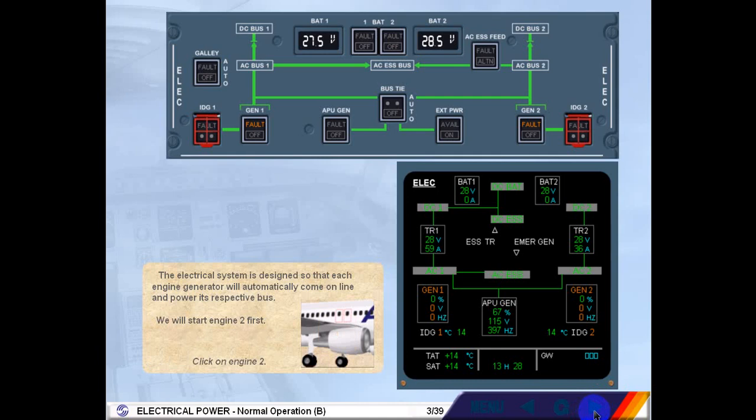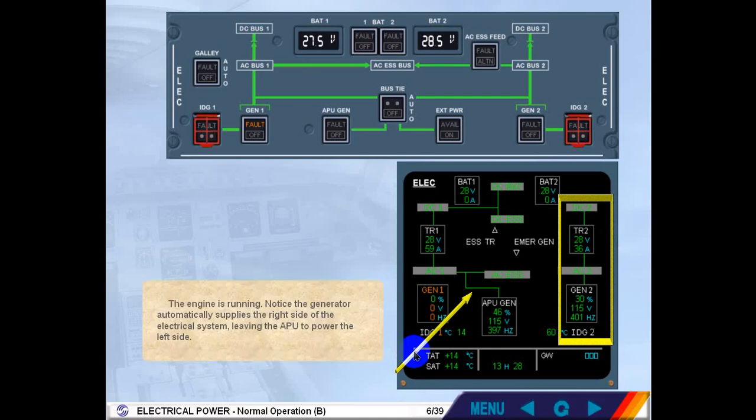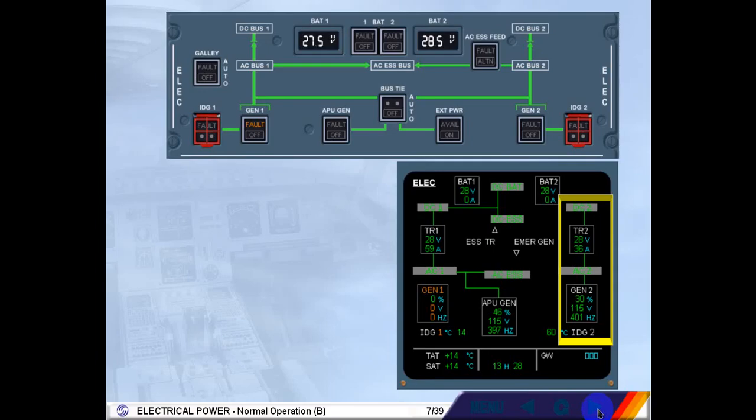Click on engine 2. The engine is running. Notice the generator automatically supplies the right side of the electrical system, leaving the APU to power the left side. Notice also that the fault light on the generator 2 push-button switch has disappeared.